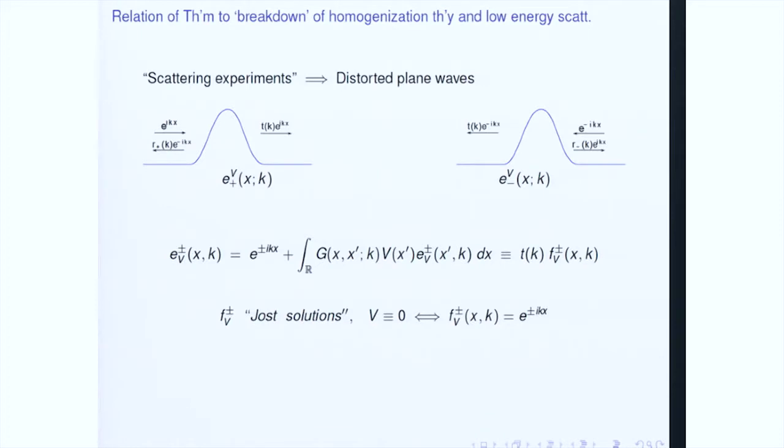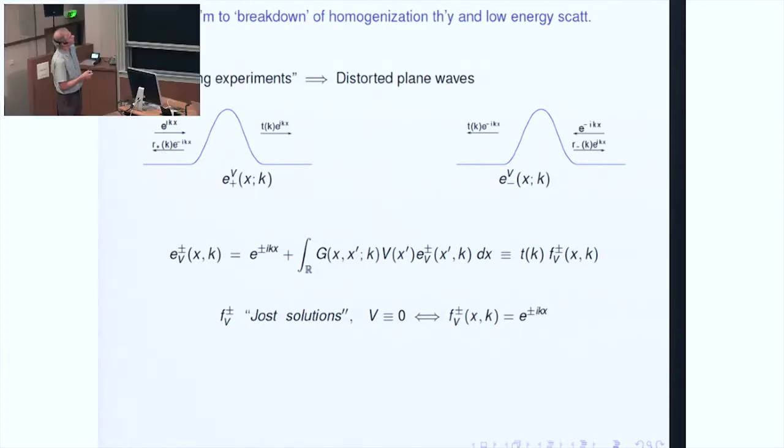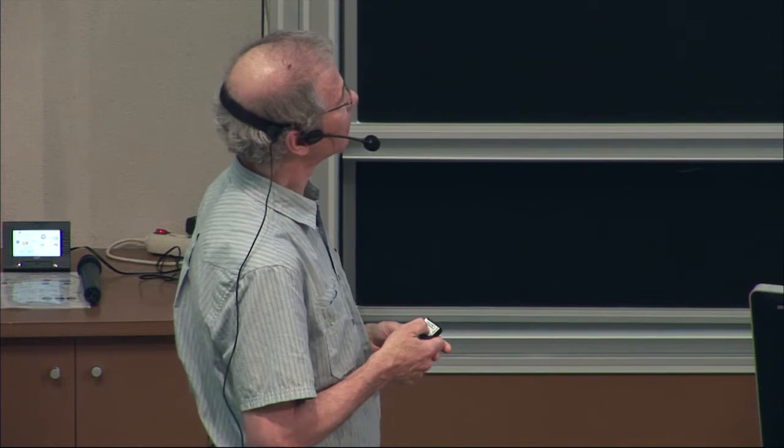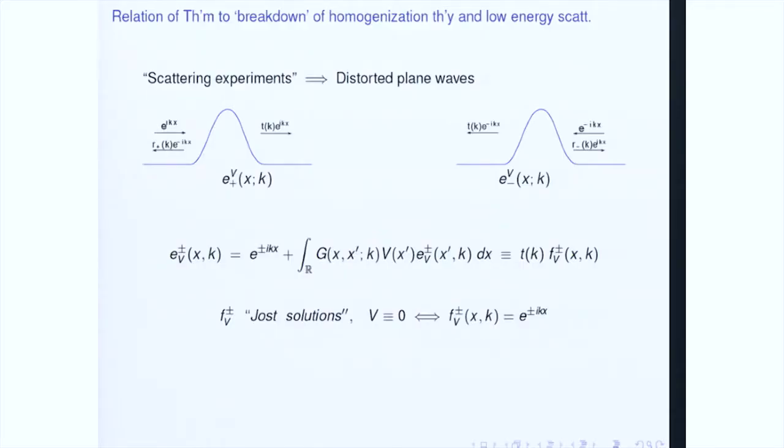Okay, so let's now look at the scattering problem. We want to think about scattering experiments, and a scattering experiment works as follows. We look at an incoming plane wave, e to the ikx, and some of it gets reflected and some of it gets transmitted. So here is a plane wave, and what results is a distorted plane wave. What's drawn here is like a potential barrier, but just think of this as your microstructure if you want.